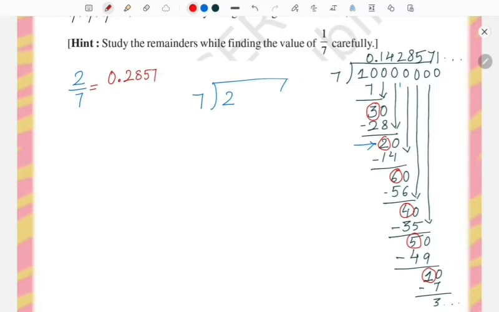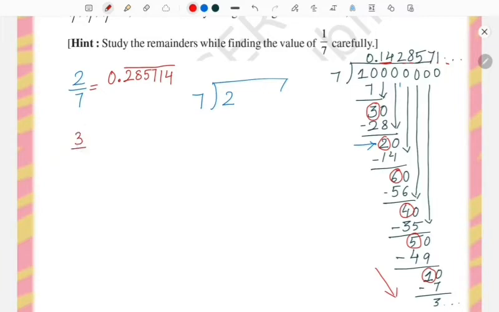0.2857 and then 1 4 with a bar, क्योंकि इसके बाद 1 4 आ रहा है, राइट? इसकी मतलब जब आप इसको मूव फॉरवर्ड करोगे यहाँ से तो 1 4 आएगा, यही वाला आएगा ना दोबारा से. तो 2 2 8 5 7 1 4. So this would be the decimal expansion for 2 by 7.